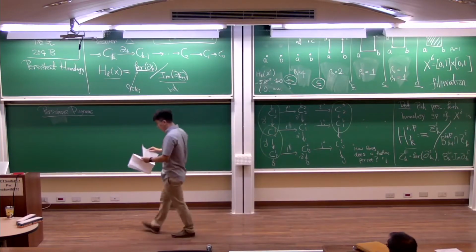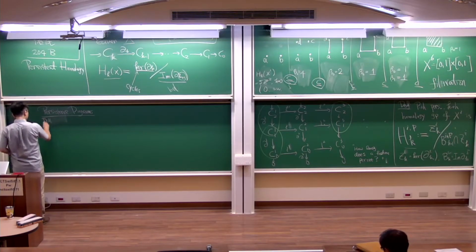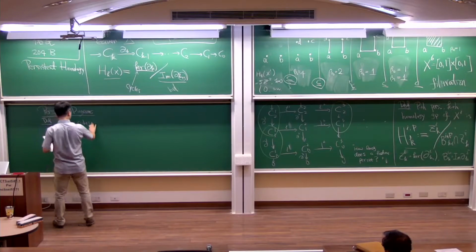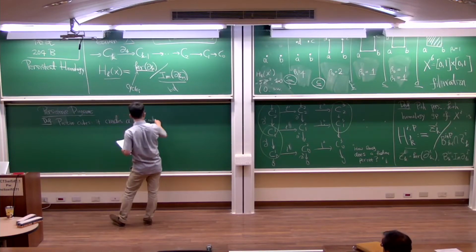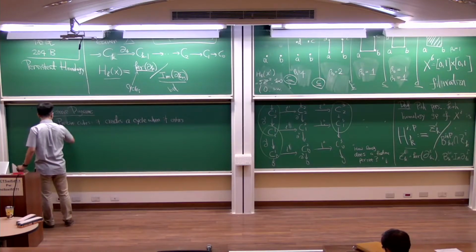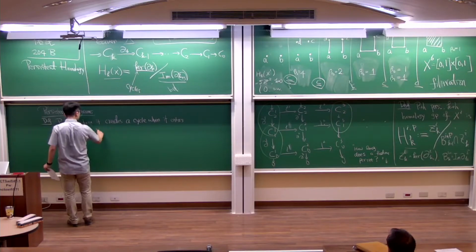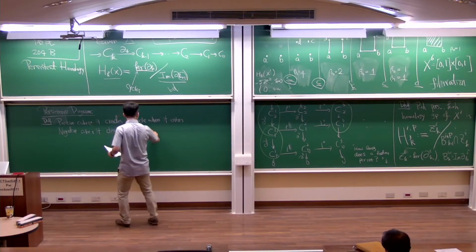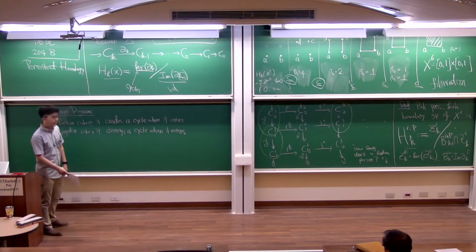Let me introduce some more notation. Definition. We say a positive cube if it creates a cycle when it enters. Okay. And the negative cube, or you can define it as a negative complex, it destroys a cycle when it enters. Okay, good. All right, so what does that mean?